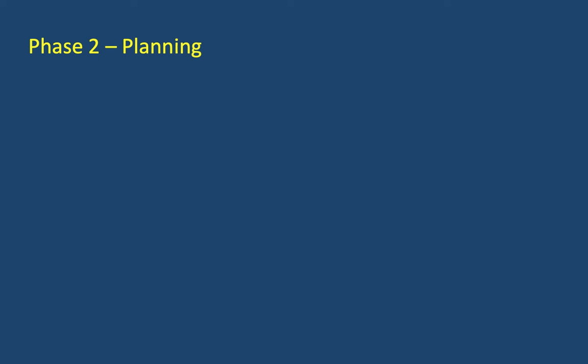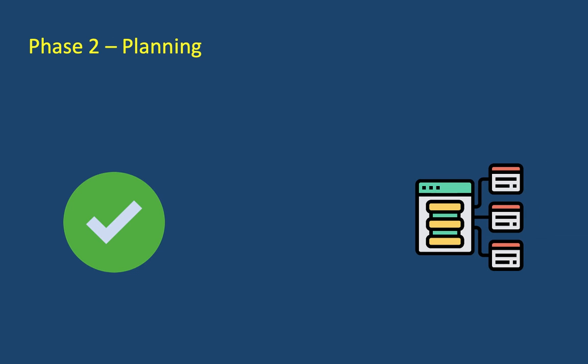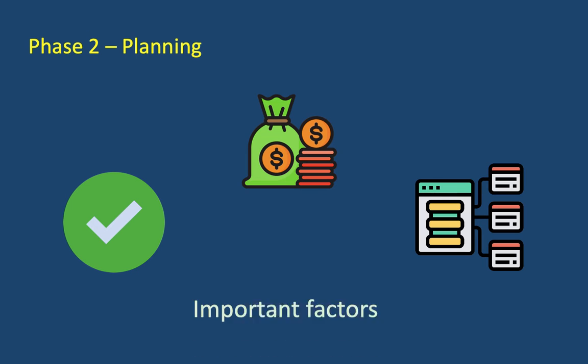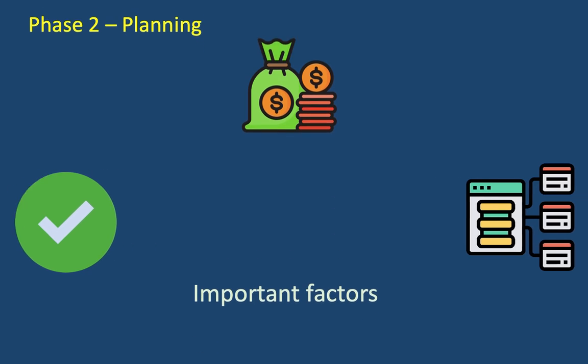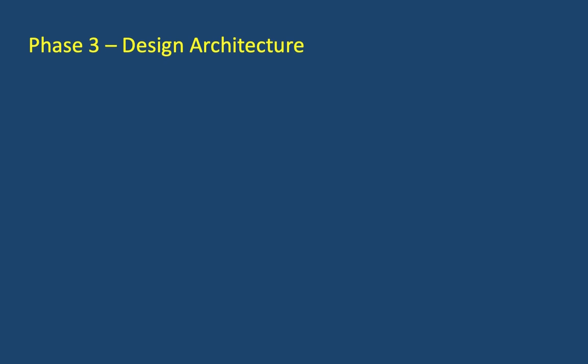Simply in this phase, we plan to implement the project successfully with the lowest risk. The team determines resources, cost, and considers other important factors. After we plan everything, we start designing the product architecture in phase 3.